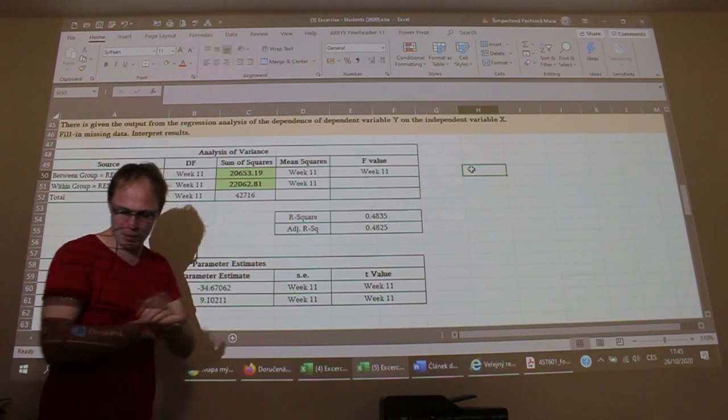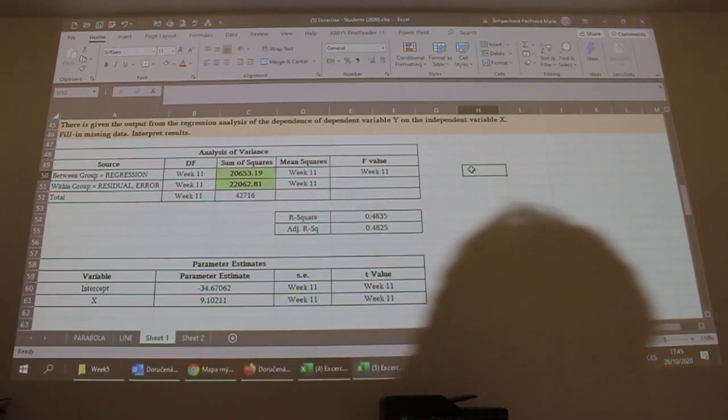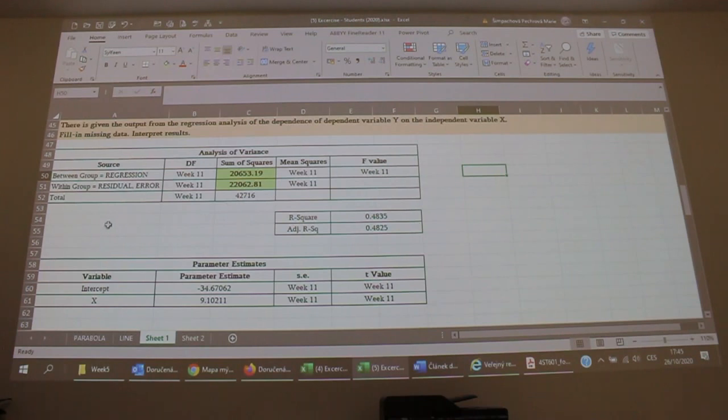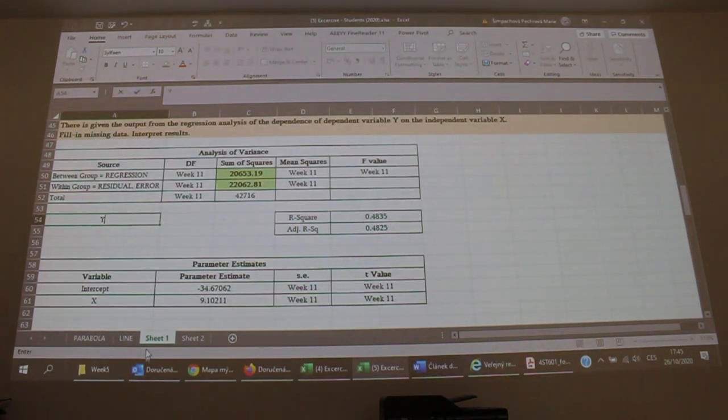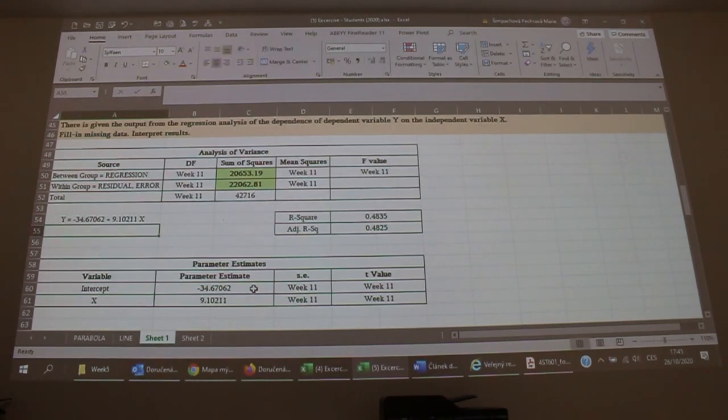But now we are able to write at least the function of the regression line. We know that y is equal to the parameter estimate, intercept, minus 34.67062 plus 9.10211x. So this is the formula of your regression line.